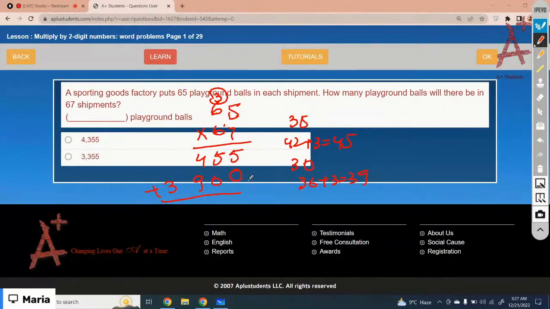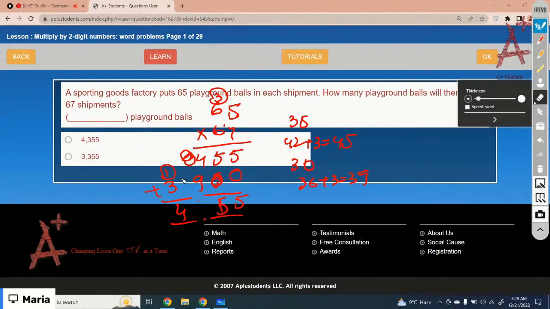Just add up all the numbers. 5 plus 0 is 5. 5 plus 6 is 11. Write 1 and carry 1. 9 and 1 is 10, and 4 is 14. Write 4 and carry 1. So 3 plus 1 is 4. So it is 4,355. You don't have to carry here, so it would be 4,355.